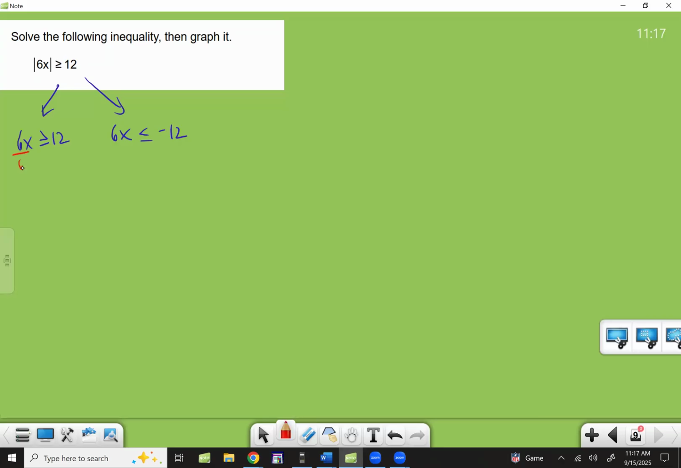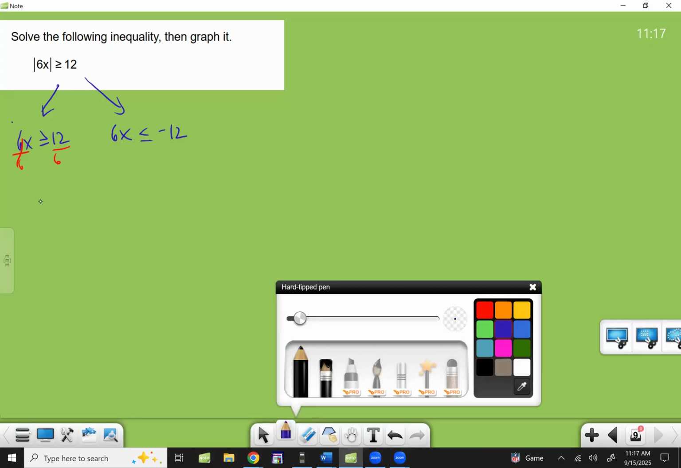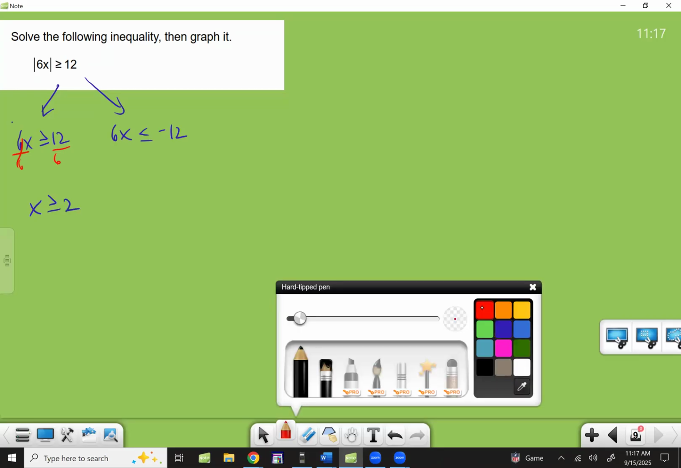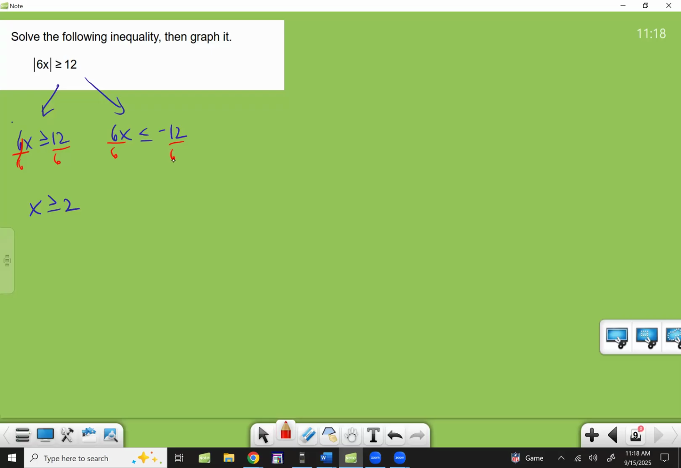If we divide by 6 here, we're going to get that x is greater than or equal to 12 divided by 6, which is 2. Then if we go over to this other one and divide by 6, we get x is less than or equal to negative 2. So on a number line, we've got negative 2 and positive 2. At positive 2, we're going to go to the right because that says x is greater than. We're going to go this way.